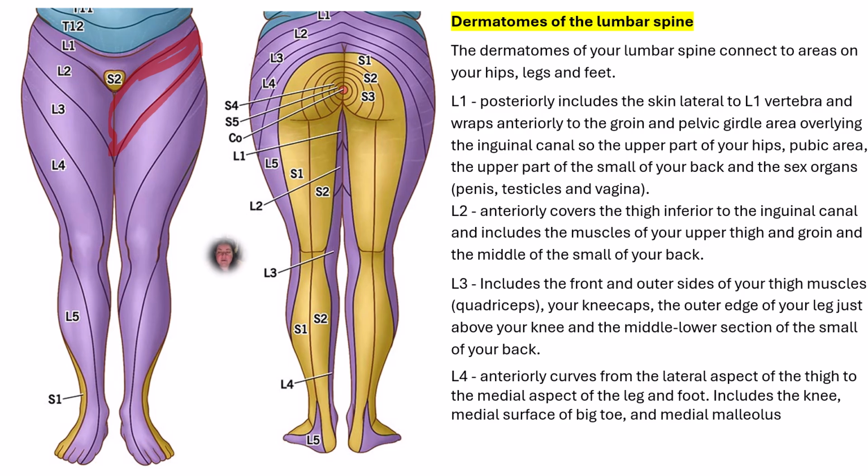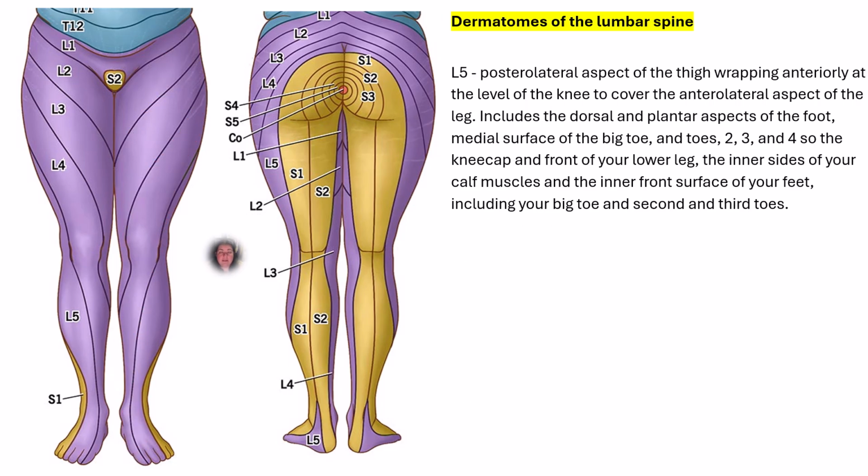L4 in the anterior curves from the lateral aspect of the thigh to the medial aspect of the leg and foot. This includes the knee, kind of the bottom portion of it, the surface of the big toe on the medial side, and the medial malleolus. All right, it wraps lateral to medial, covering most of your leg. If it were a little bit higher, it would sort of mimic the sartorius muscle if the sartorius ended up attaching at your medial malleolus instead of your pes anserine tendon attachment. All right, L5 has a lot going on.